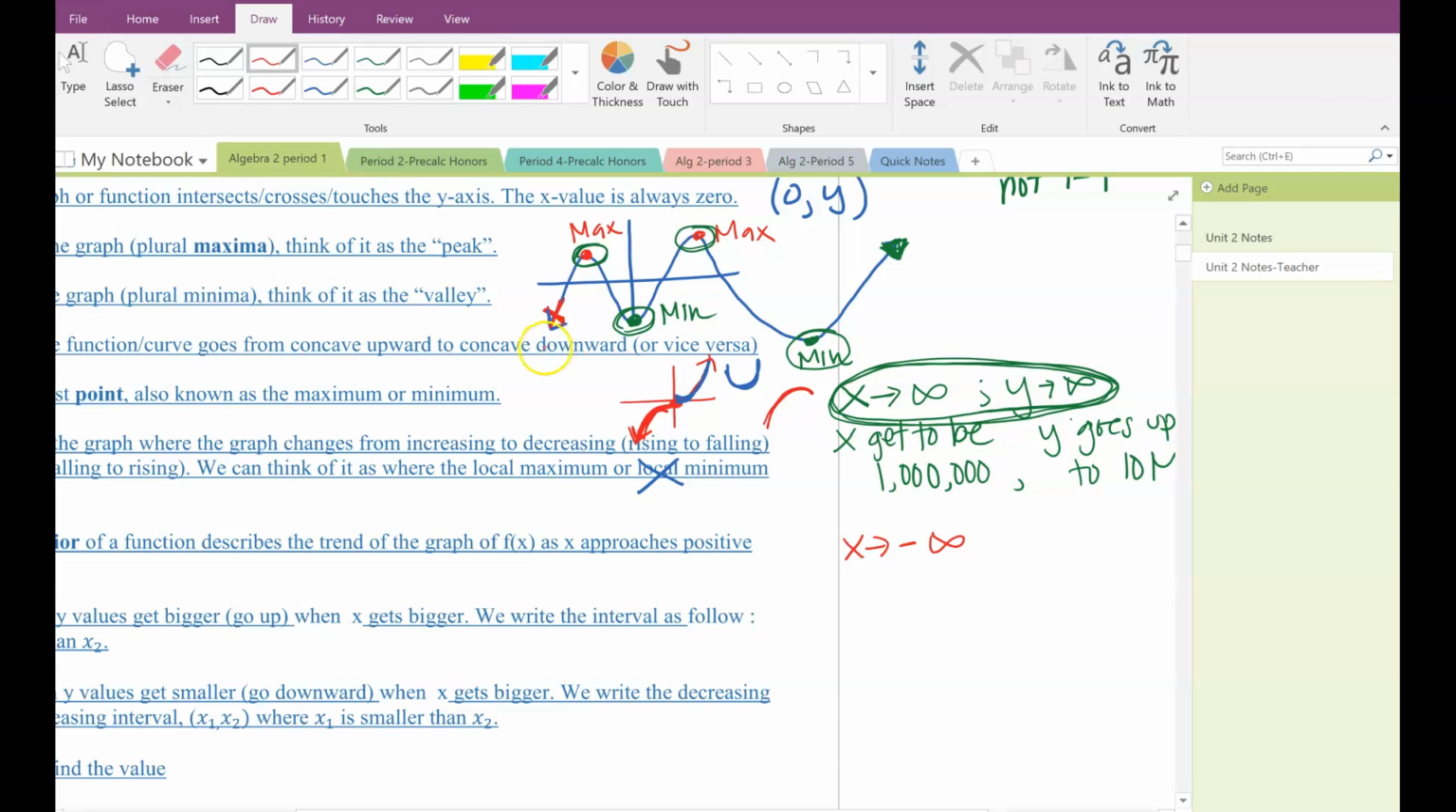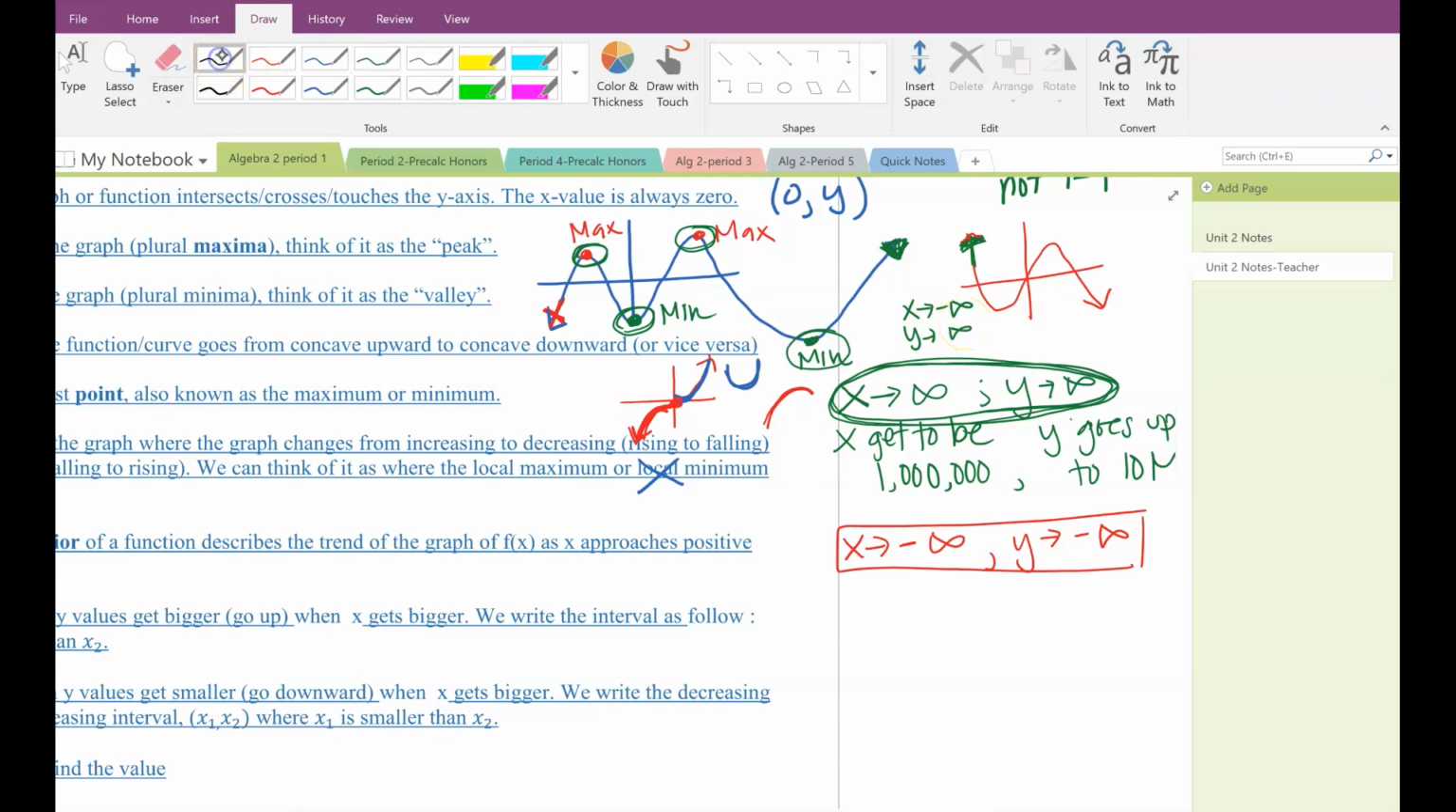In this case, y is going downward. So y also approaches negative infinity. Now, is it always like this? No, it is not always like this. Would you agree? So what if I go like that? For that example, as x approaches negative infinity, y is going upward. So we say x approaches negative infinity, y approaches positive infinity.